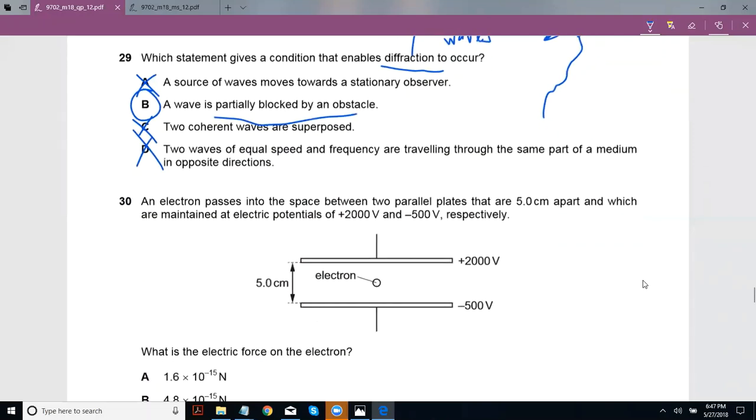So this is a very common MCQ. They'll give you a cliff, waves going around a cliff, for example, or a particular obstacle, and you have to know that diffraction happens.